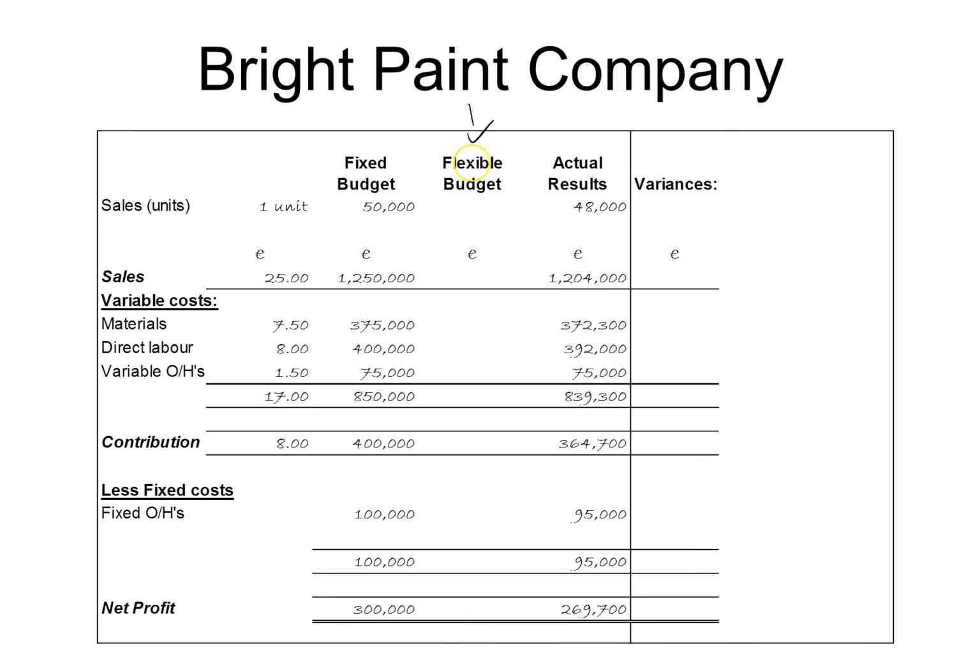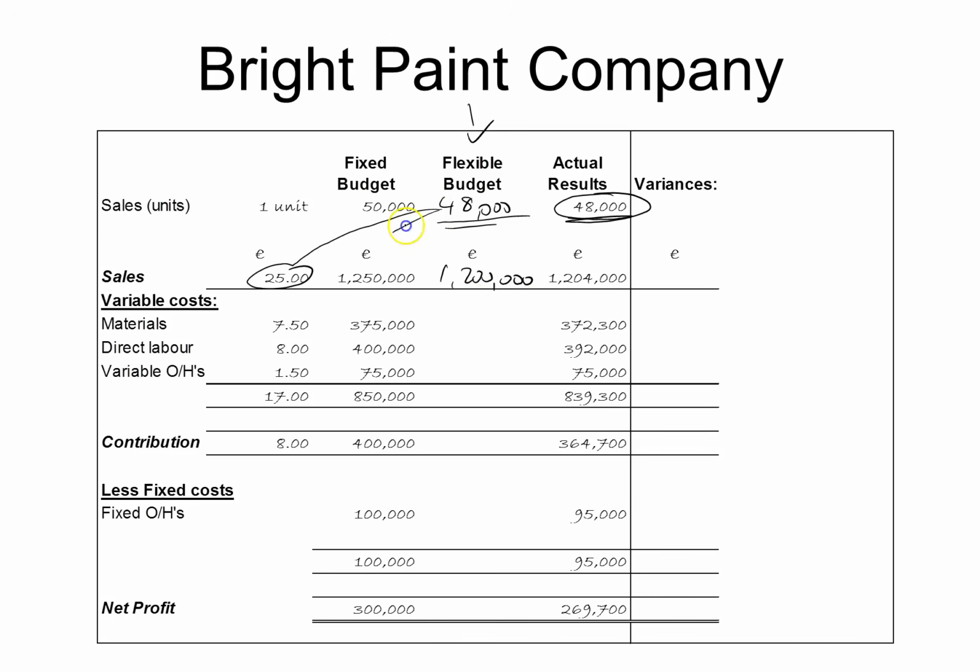So the first thing with the flexible budget is that it is what we would have expected to happen given the actual level of activity. So there's the actual level of activity. I'm going to put that in there, 48,000 units. So given the fact that 48,000 units actually sold, all other things being equal, what would I have expected to happen? Well, I would have expected them to sell for €25 each, so I would have expected sales revenue of 48,000 by 25, which is 1,200,000.